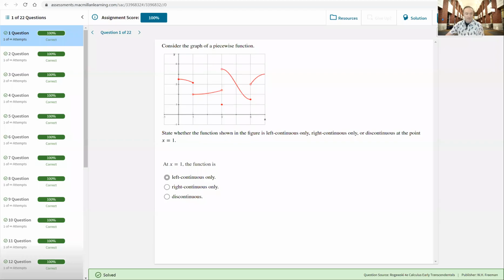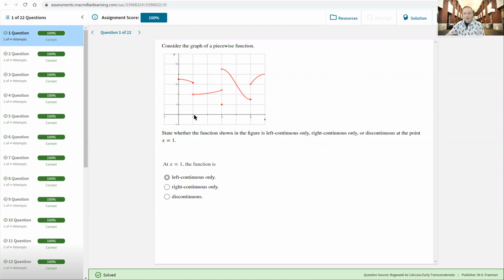So now when we look at this together, let me go ahead and pull up the Achieve homework page. This is section 2.4. You can see that this first problem asks us to consider the graph of a piecewise function, and it graphs out this function in red. It's asking us to state whether the function shown in the figure is left continuous only, right continuous only, or discontinuous at x is equal to 1.